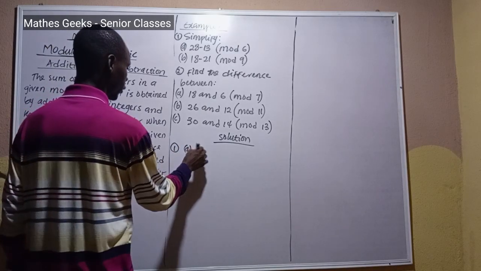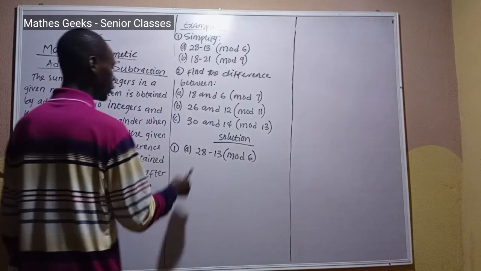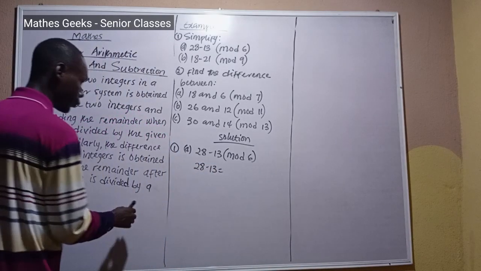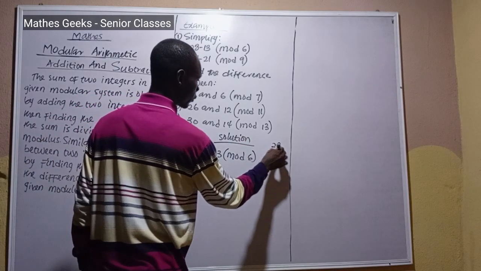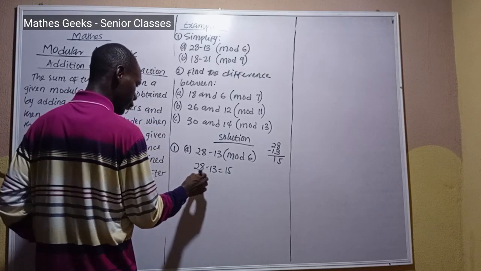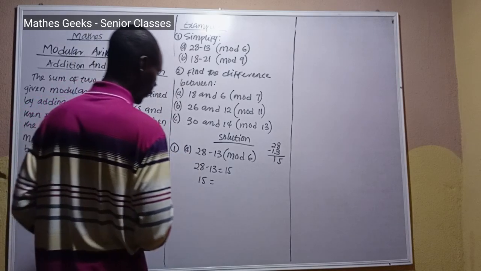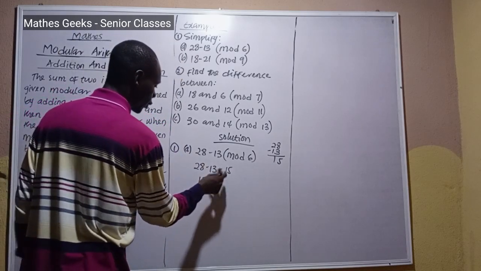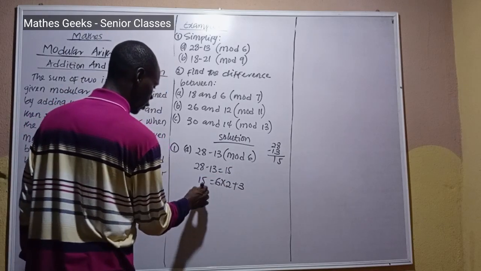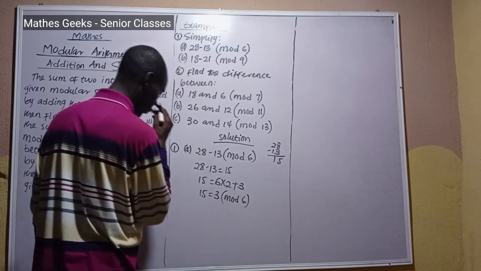Simplify 28 minus 13 in mod 6. 28 minus 13 is equal to 15. 15 in mod 6: the multiple of 6 that is closest to 15 is 6 times 2, which is 12. The remainder is 3. So 15 is equal to 3 in mod 6.